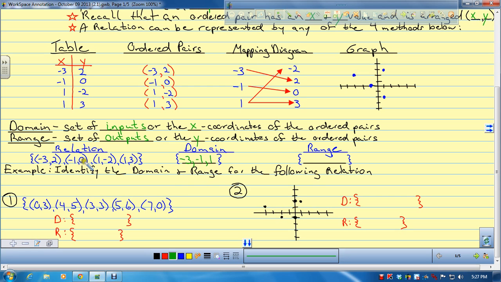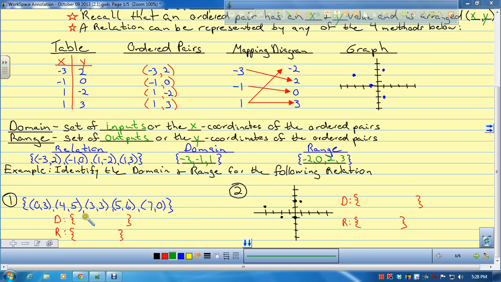Now the range, when putting those in order, and we will typically put the domain and range in numerical order, not in the order in which they came. So to put the range in order, I've got a 2, a 0, a -2, and a 3. So I would write down that -2 first, followed by the 0, the 2, and then the 3. Okay. So we've got an example down here. I would like for you to identify both the domain and the range for these following relations. So if you would, just pause the video and do this on your own.